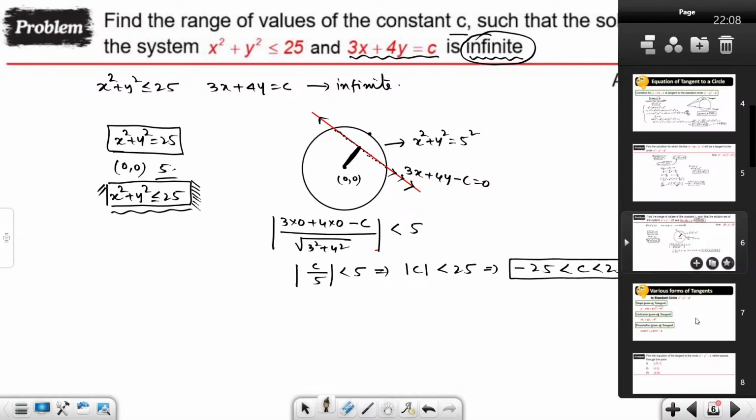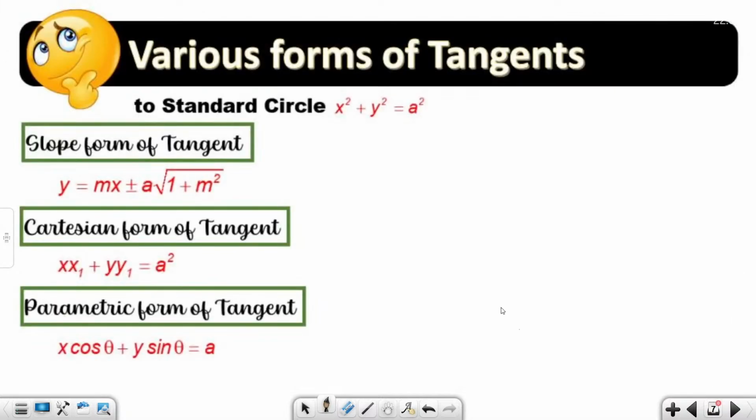Okay, so now let us move to another concept, which is various forms of tangents. See, these three forms we have to remember. There is no choice, because as the question demands, I will use different forms of tangent. But I'm not going to tell you to memorize blindly. I will definitely prove all those equations of tangents, then only I will say to memorize. And definitely I'm going to give you some shortcut tricks to remember these equations of tangents.